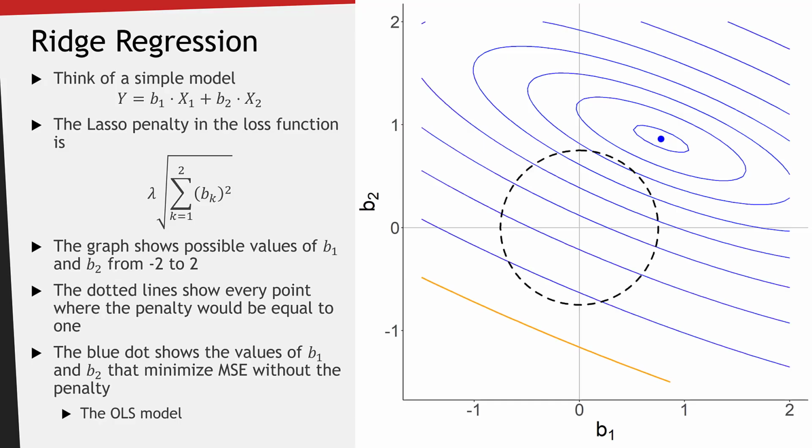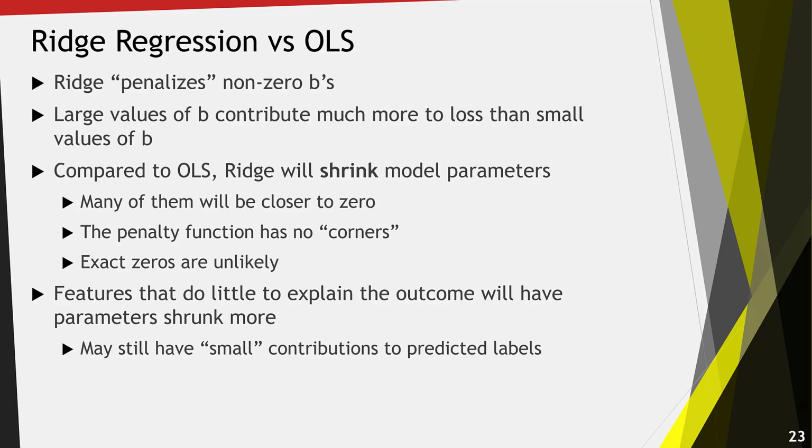Just like with Lasso, there's a way that we can change B1 and B2 that increase mean square error a bit, but reduce the value of the penalty function more. But unlike Lasso, that's unlikely to be at one of those points where B1 or B2 equals 0, because the penalty set here is a circle and doesn't have any corners. So in the end, ridge regression penalizes non-zero values of the b's. Because they're squared, large values of the b's contribute much more to this penalty than small values of the b's. Compared to OLS, ridge regression is going to shrink model parameters. Many of them are going to be closer to 0. But because the penalty function doesn't have any corners, exact values of 0 are unlikely.